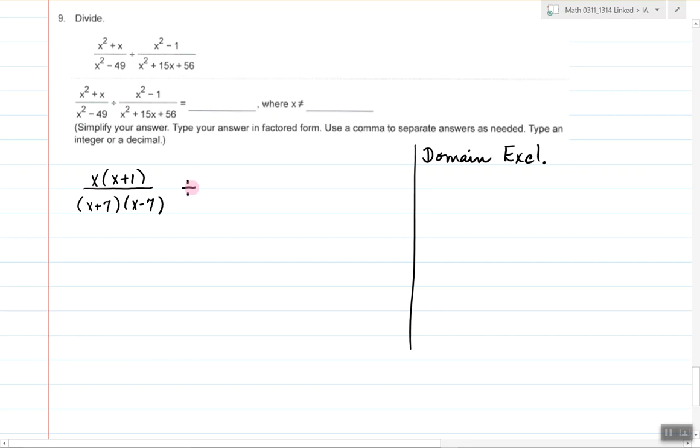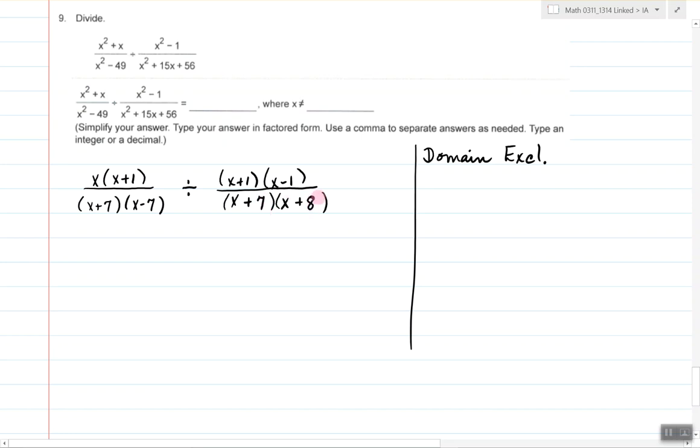Division problem. Numerator, difference of squares, x plus 1 times x minus 1. Denominator, trial and error. The last sign is positive. That means it's plus plus. I have x and x. The factors of 56 that add up to be 15 are 7 and 8.